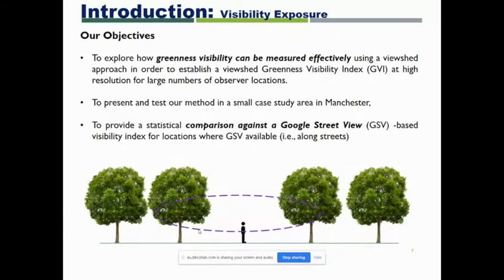On these problems and premises, we come up with the objectives of this paper. We ask, how can greenness visibility be measured effectively using Viewshed? This is our GIS approach, and we come up with an index that can be used at high resolution and a large number of observer locations. We present this study for a small study area in Manchester, but we then scale it up for the whole of Greater Manchester. I will discuss this in a few minutes. And then finally, we compare it with the Google Street View images-based index to see how well there is agreement or disagreement between these two methods.